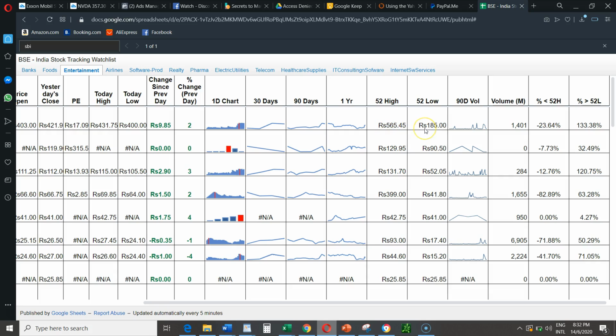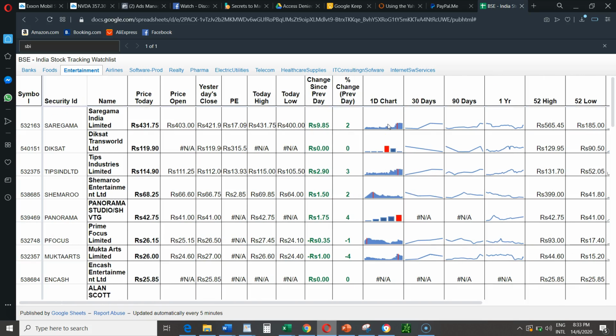Look at this. When you see this kind of data, right, 565 is now below 200 rupees. I think there is nothing much to think about for this one, right? It's 133% lower than its highest price. Which one is it? Saregama, right? So now it's 431. Lowest was 185. So do you see we missed the opportunity? Damn. In the last 30 days, we missed this opportunity. It's a real pity, right?